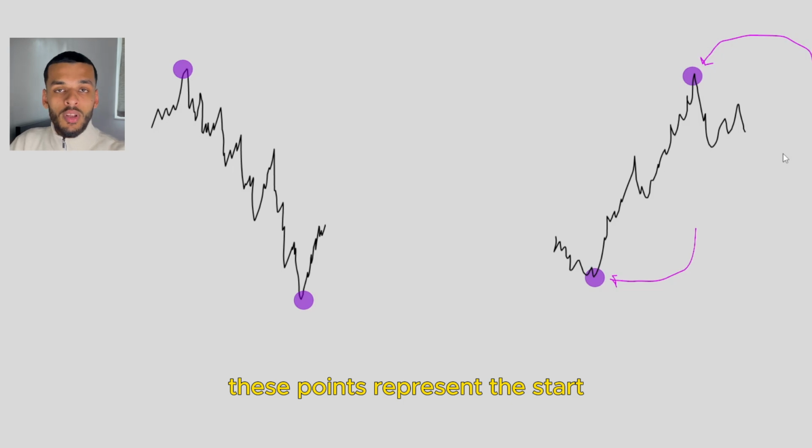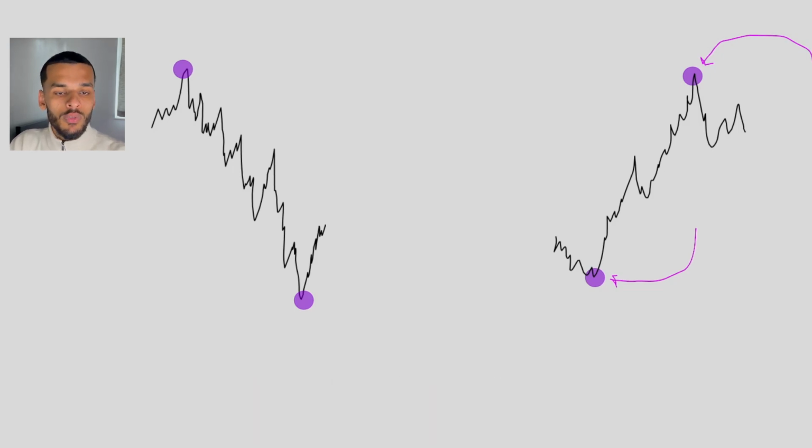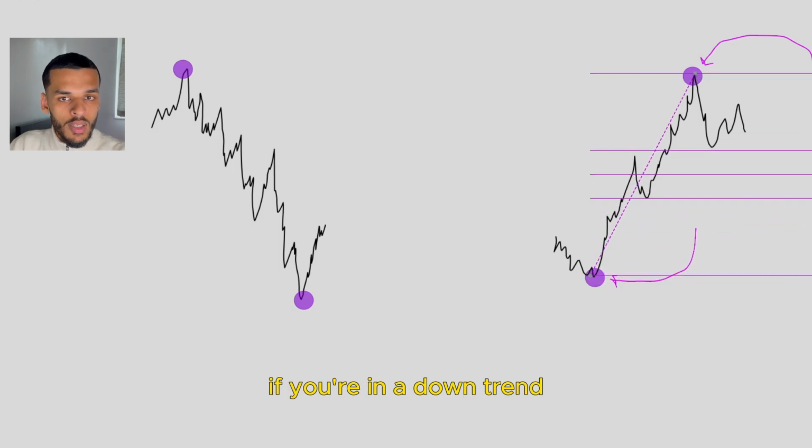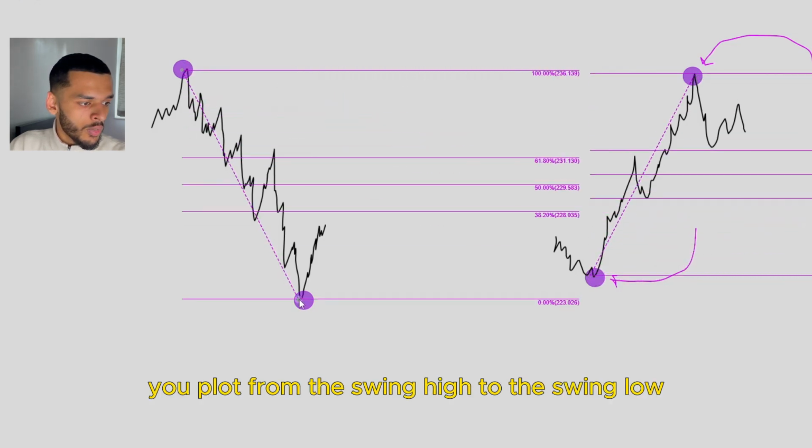First, you need to identify two key points, the swing low and the swing high. These points represent the start and end of a significant move. If you're in an uptrend, you plot from the swing low to the swing high. If you're in a downtrend, you plot from the swing high to the swing low.